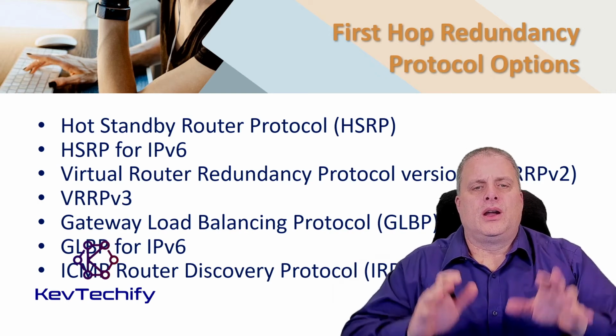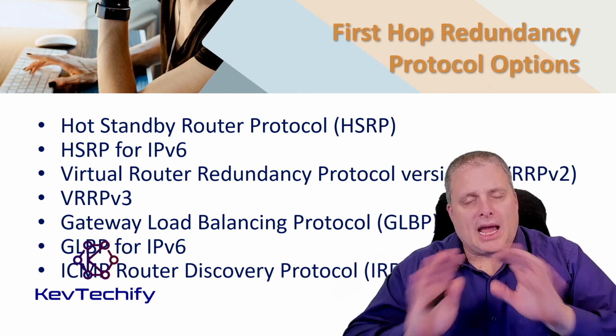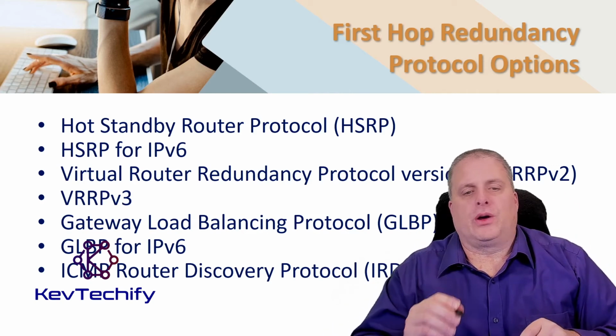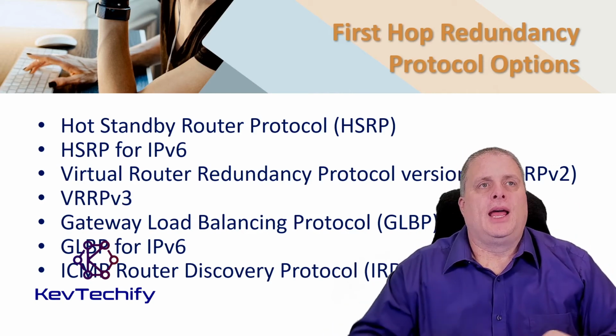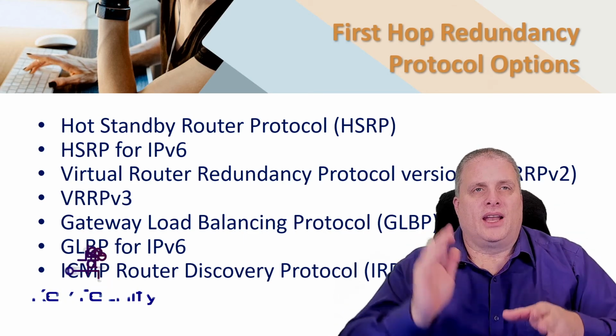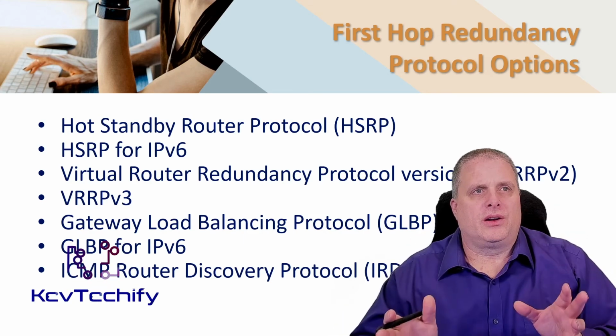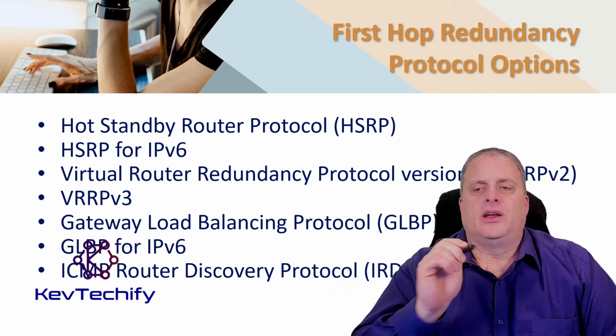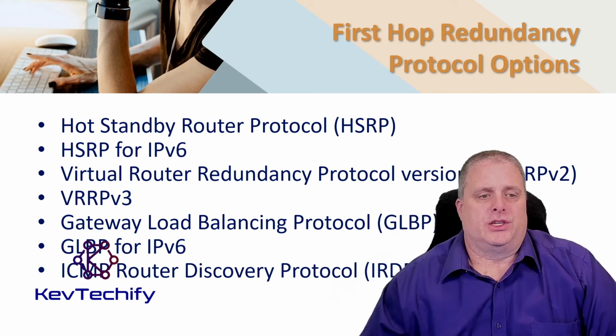Virtual Router Redundancy Protocol version 2 is IP version 4 only. When we get into the Virtual Router Redundancy Protocol version 3, that's where we do IP version 4 and IP version 6. Multi-vendor environment, and it's more scalable than its predecessor, the FHRP version 2.